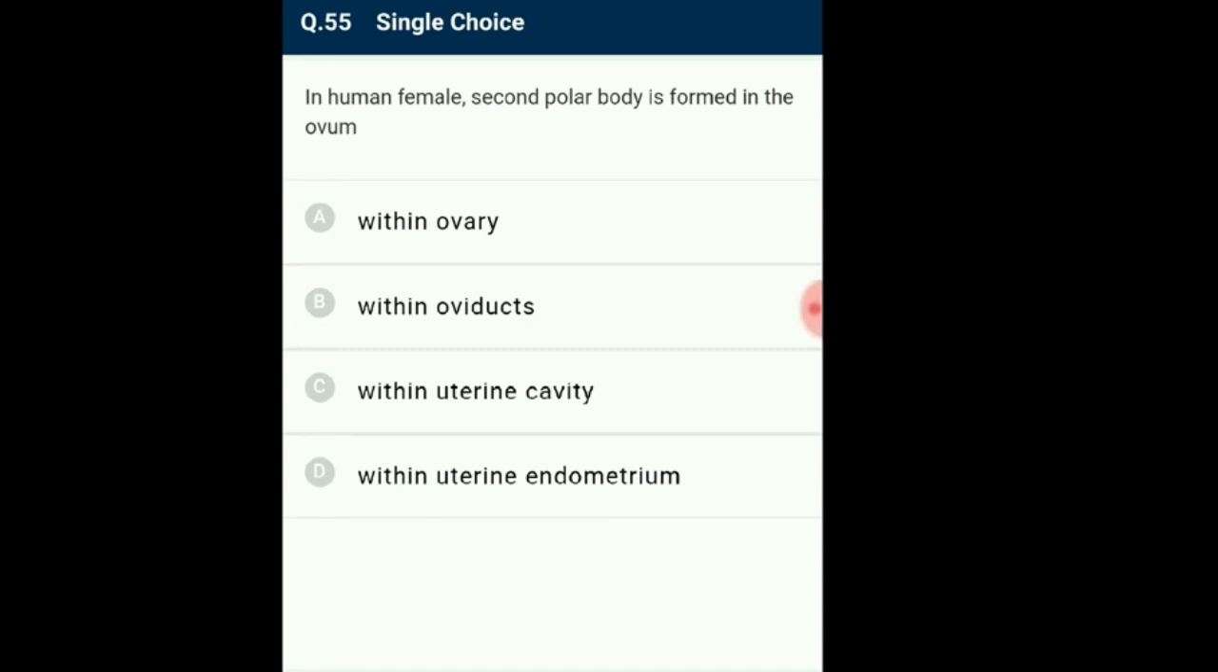It is otherwise called the oviduct. Fertilization occurs here. When the sperm enters the ovum, the secondary oocyte undergoes secondary meiotic division to release the second polar body. Also, the first polar body at the same time completes second meiotic division to form two secondary polar bodies. So the answer for this question is within the oviduct. In human female, the second polar body is formed in the ovum within the oviducts. So the correct option is B.